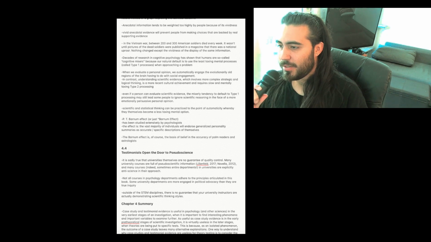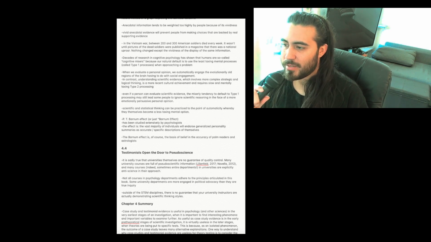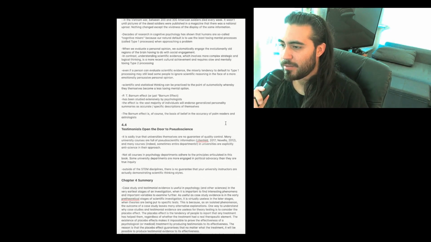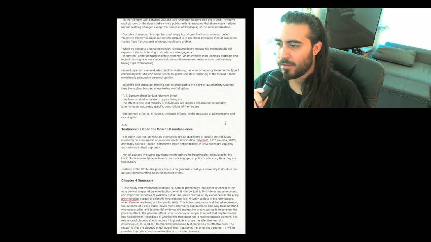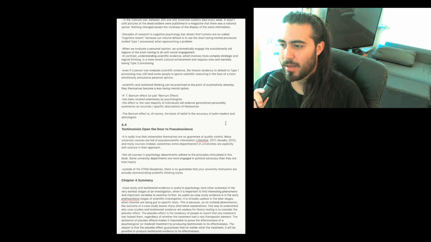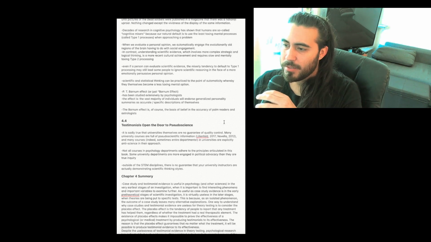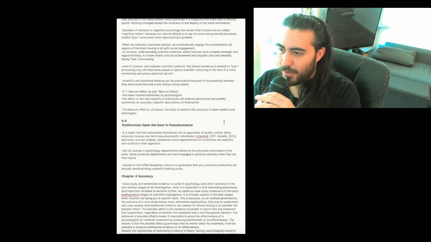Even if a person can evaluate scientific evidence, the miserly tendency to default to type 1 processing may still lead some people to ignore scientific reasoning in the face of a more emotionally persuasive personal opinion. Scientific and statistical thinking can be practiced to the point of automaticity whereby they themselves become a less taxing mental option. P.T. Barnum effect, or just Barnum effect.